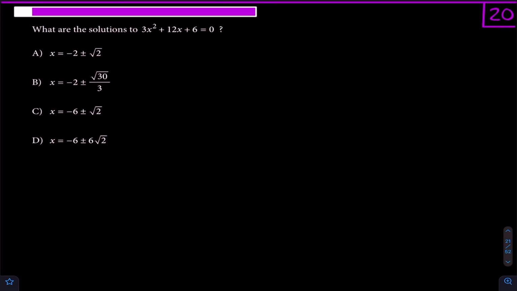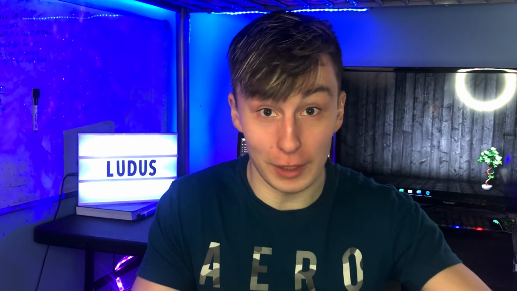All right, moving on to the last problem for this fourth set of 5 problems. We have this problem right here. What are the solutions to this quadratic equation? So here's one thing I'm going to say right off the bat. Do not waste your time trying to factor this. There is a clear indication that you should use the quadratic formula here.